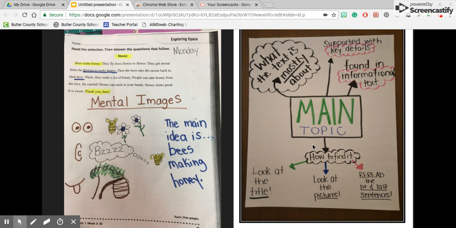I would recommend at home to find a very short, very simple nonfiction text, informational text, and let your child create some mental images and make those connections to their previous background knowledge of various things. And we're going to try this again tomorrow, and I hope to videotape the whole lesson.